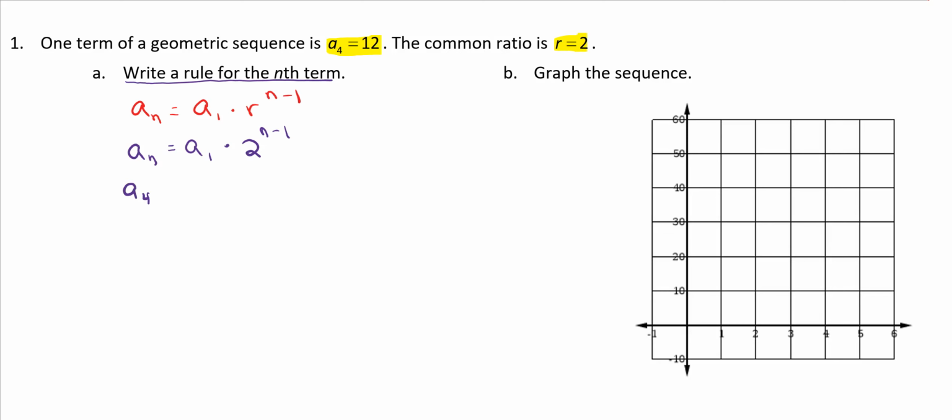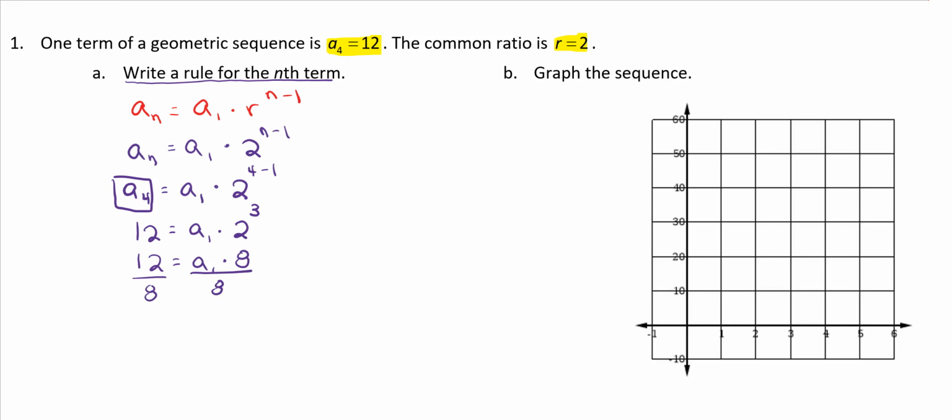So because a sub 4 equals a sub 1 times 2 to the 4 minus 1 power, well, we know what this a sub 4 equals. It equals 12. So 12 equals the first term times 2 to the third power. And now we have this equation. And notice it's actually a linear equation. So we can divide both sides by 8 to find that first term. So 12 divided by 8 is going to be 3 halves. So our first term is 3 halves, which means our formula would be a sub n equals 3 halves times 2 to the n minus 1 power.